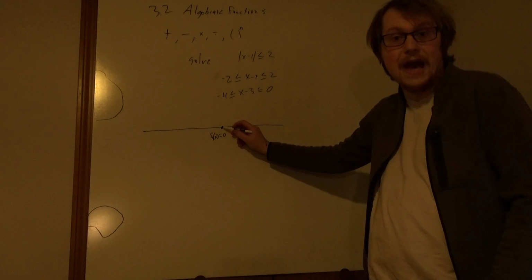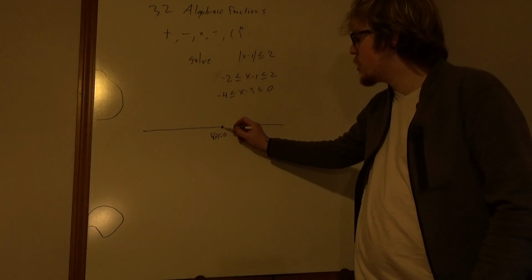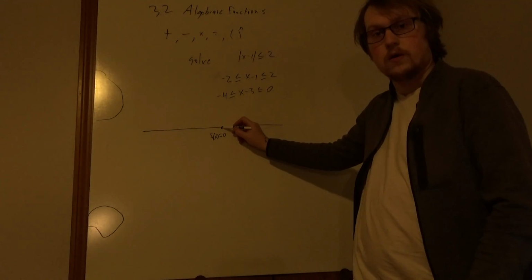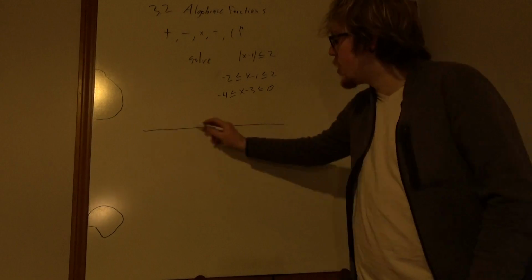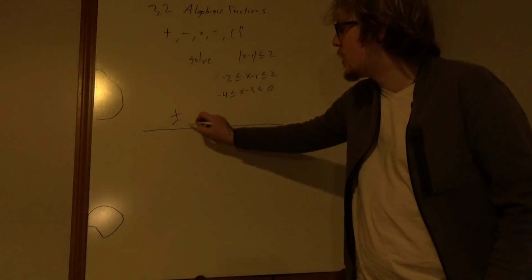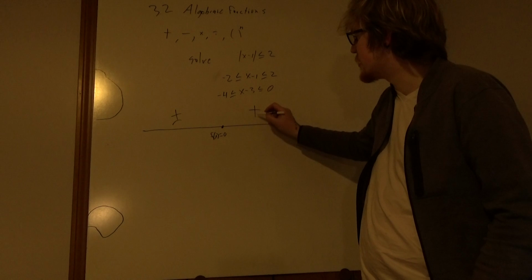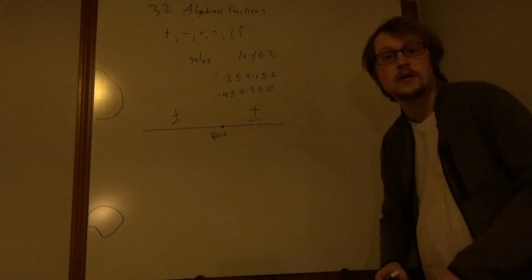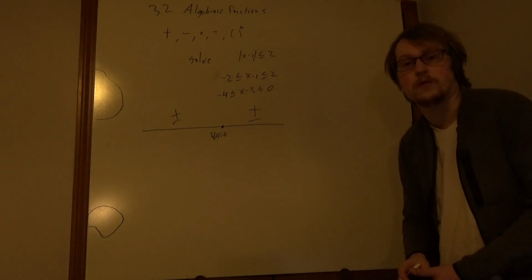Because it's not necessarily at x equals 0. But we know the output is 0 here. Then we know everything on this interval has to be either positive or negative, and everything on this interval has to be positive or negative. And this is because of the intermediate value theorem.